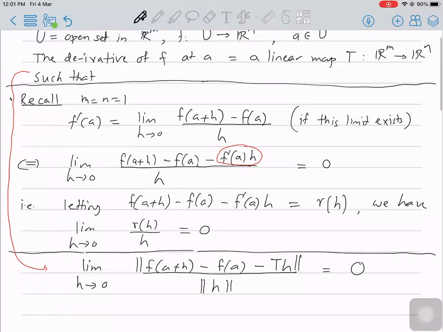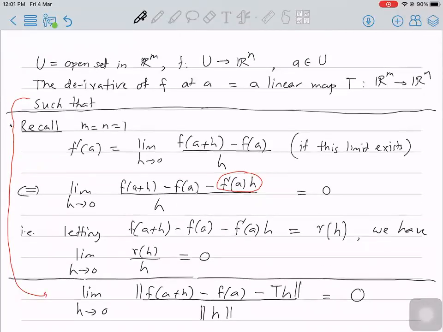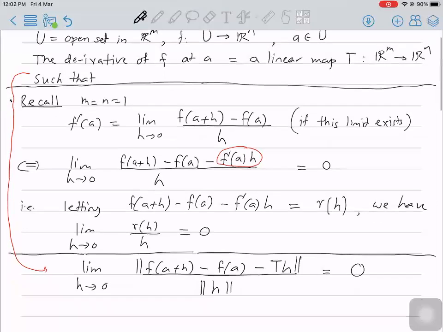Okay, so we have this definition of the derivative of a function from an open set in R^m to R^n at a certain point. This definition is the direct generalization of a definition in the single variable case, but understood appropriately. So the derivative is now no longer a number, but it is a linear map, such that the limit that I have written over here is 0.